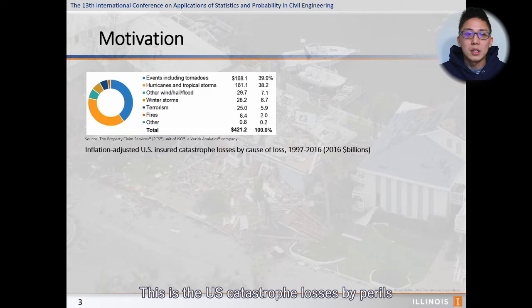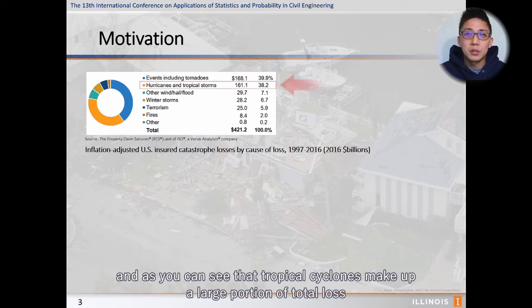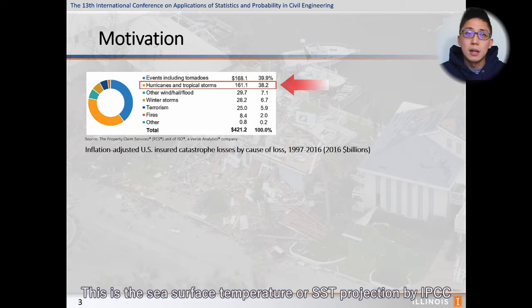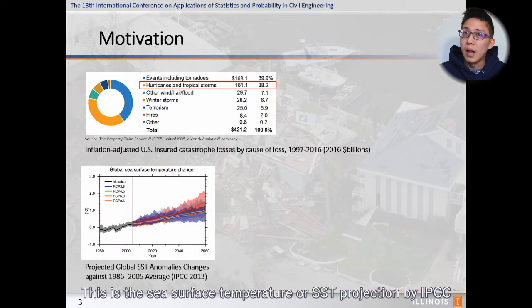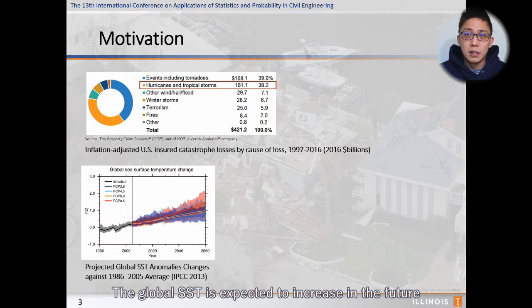So this is a US catastrophe losses by perils, and as you can see that tropical cyclones make up a large portion of total loss. And this is a sea surface temperature or SST projection by IPCC. The global SST is expected to increase in the future.